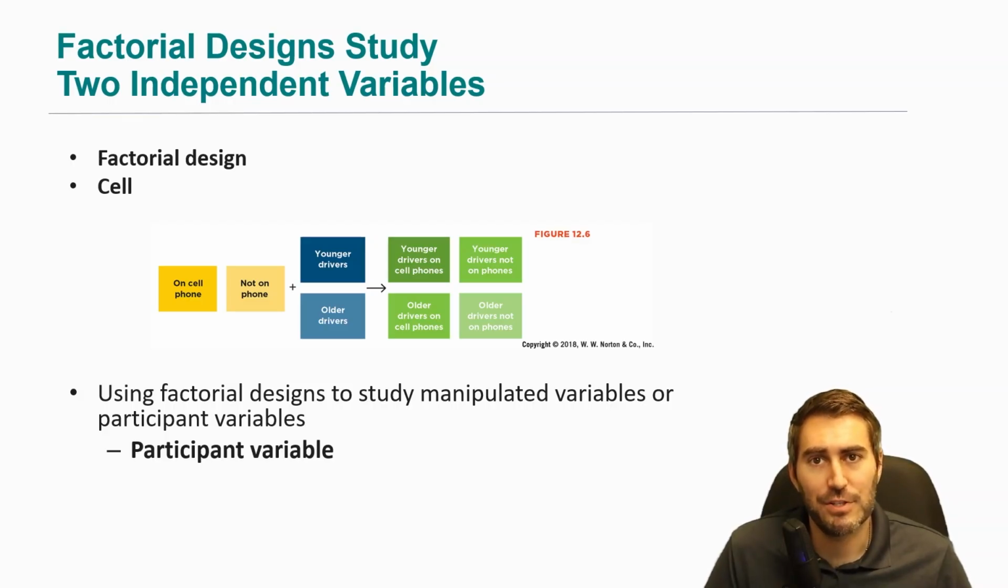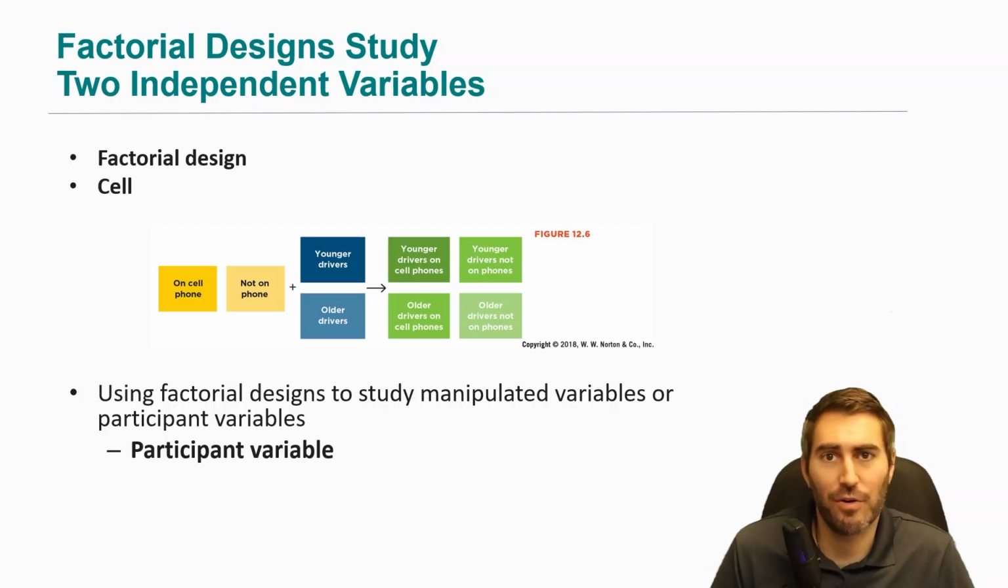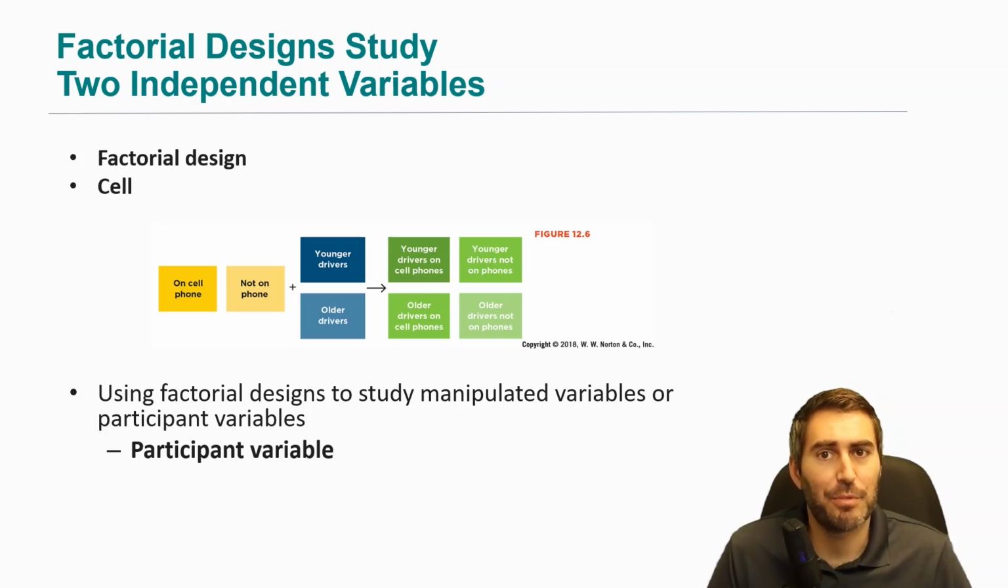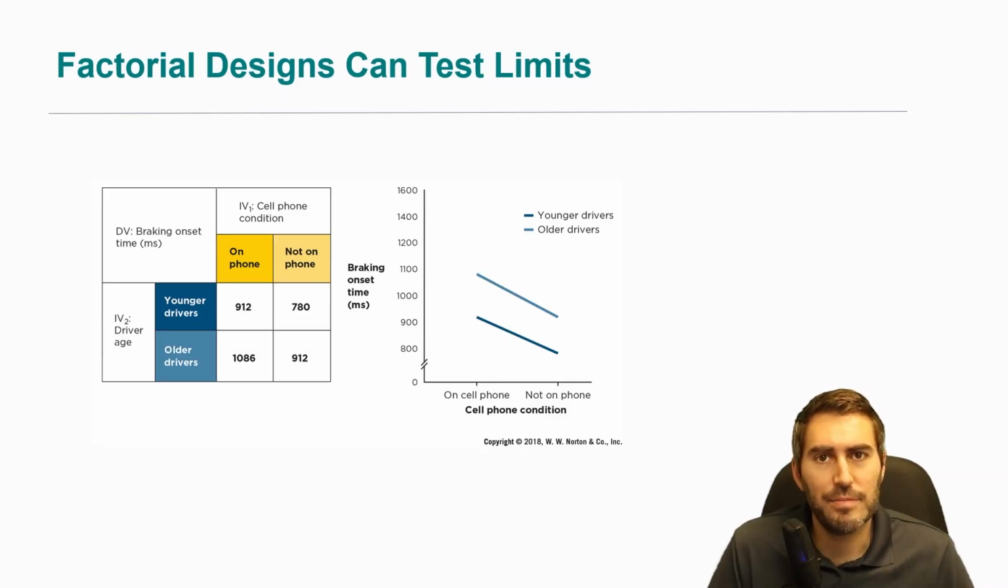You might have noticed that Strayer and Drews manipulated cell phone use, but they did not manipulate age. They couldn't manipulate age because they can't assign people to be young or old. Thus, age is a participant variable. However, it's treated as an independent variable in a factorial design. Sometimes researchers conduct factorial designs to test whether an independent variable affects different kinds of people or people in different situations in the same way. They test the limit to which an effect exists on another variable.